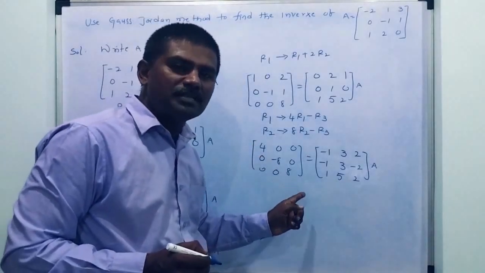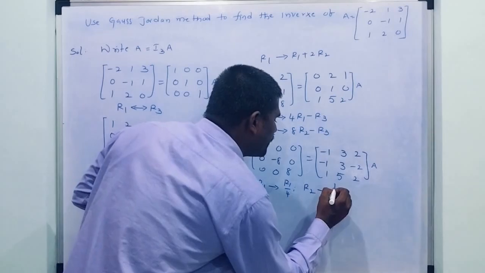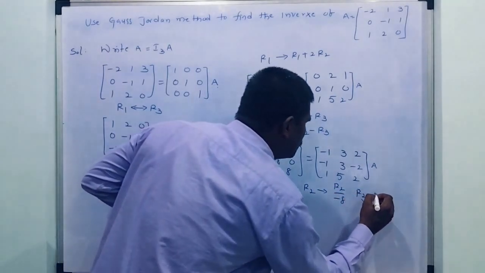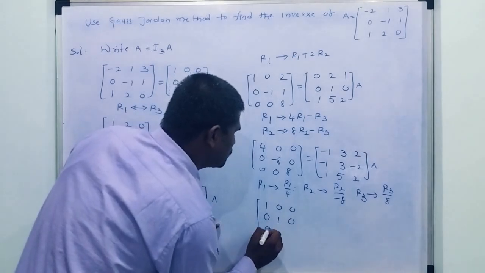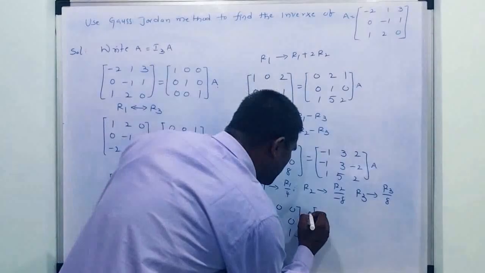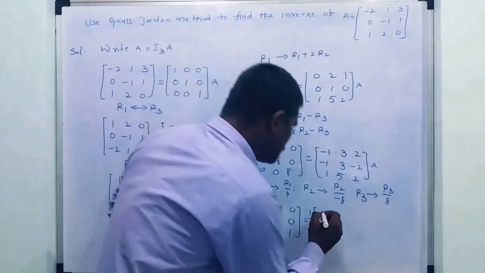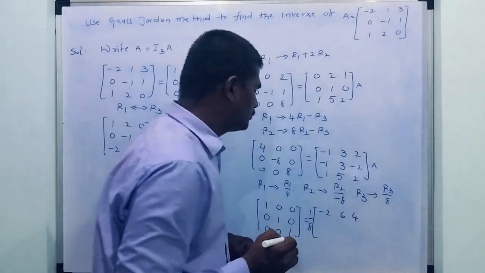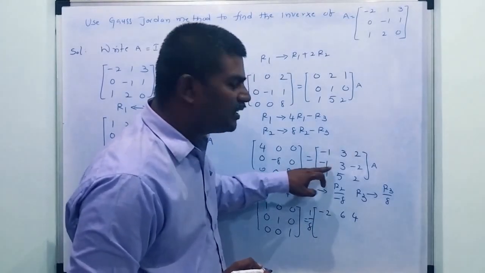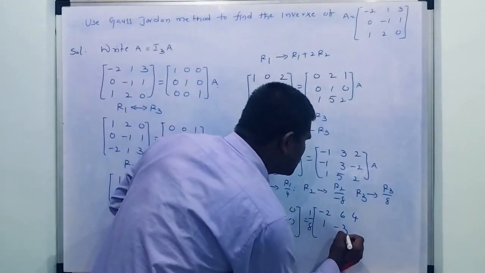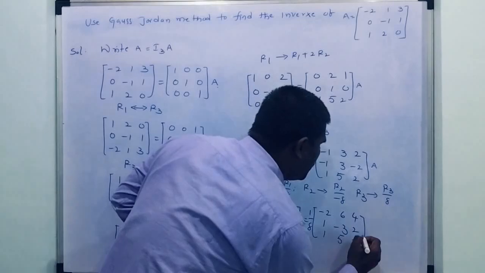Now, make these elements as 1. That means R1 tends to R1 by 4, R2 tends to R2 by minus 8, R3 tends to R3 by 8. 1, 0, 0, 0, 1, 0, 0, 0, 1 is equal to 1 by 8 into, if I write 1 by 8 outside of this matrix, you have to multiply this row with 2. So, minus 2, 6, 4. And R2 by minus 8, already minus 1 by 8 is outside, you have to multiply this row with minus. That means 1, minus 3, 2. And finally, you can write simply as it is. 1, 5, 2 into A.